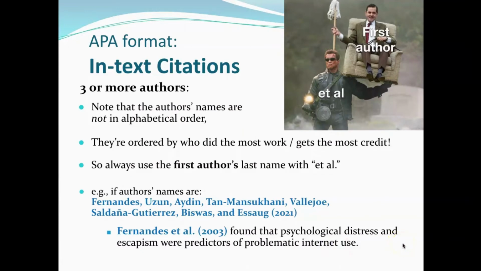Also, you should note that the authors' names are not in alphabetical order when you're listing the authors' names on a publication. Instead, they're ordered by who did the most work and gets the most credit. So that's why you always want to use the first author's last name with et al., even if that's not the first alphabetical last name. The alphabetical order doesn't matter here. Whoever's name is first is the author who did the most work and gets the most credit.